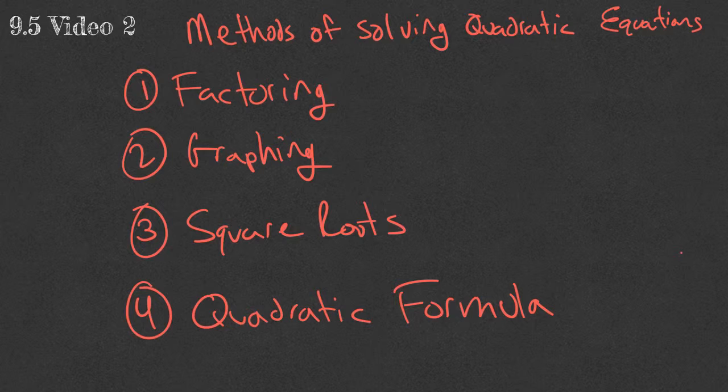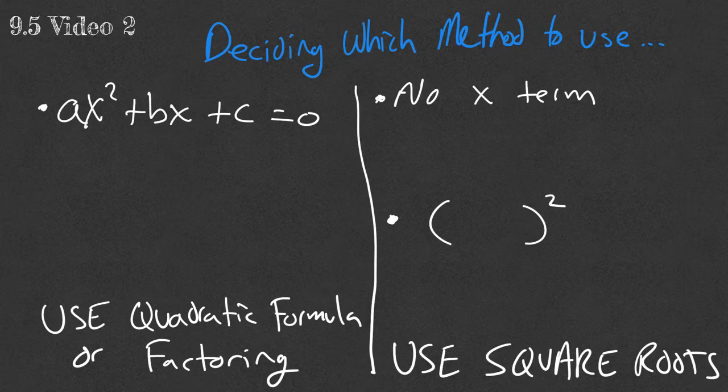Quadratic, remember, means it's got an x squared. It's degree 2. We can factor. We've graphed them mostly on a calculator or by looking at the x-intercepts on a graph. We've used square roots, and we've recently learned the quadratic formula. So, how do you decide which method to use?